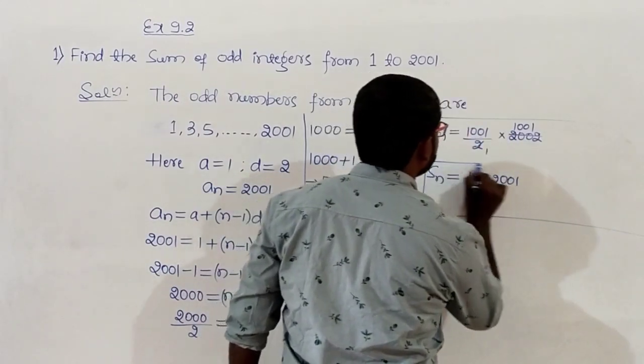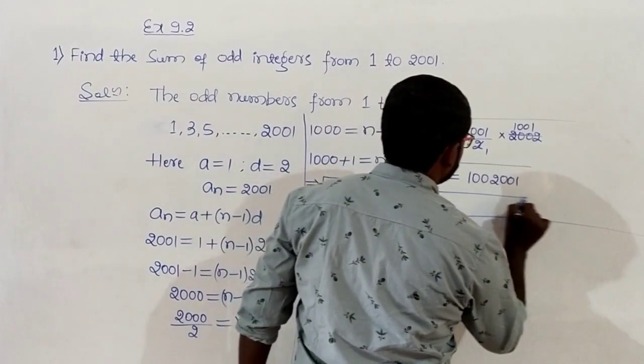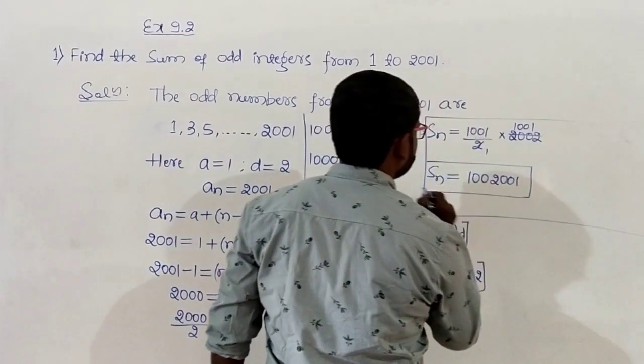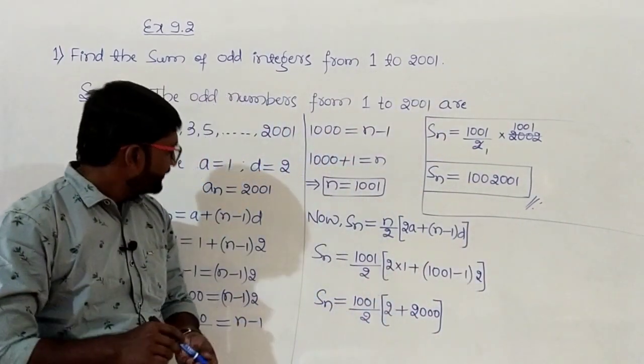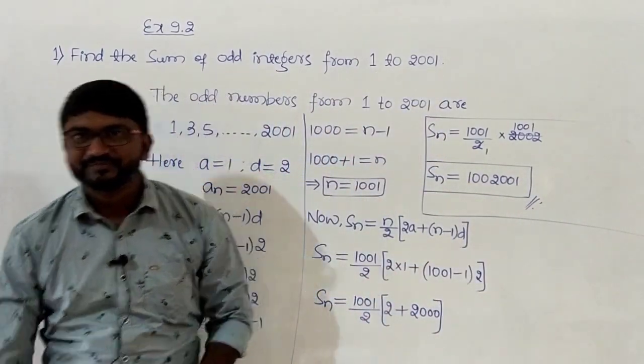So what sum do we get here? It is 1,002,001. So this is all about the first problem.